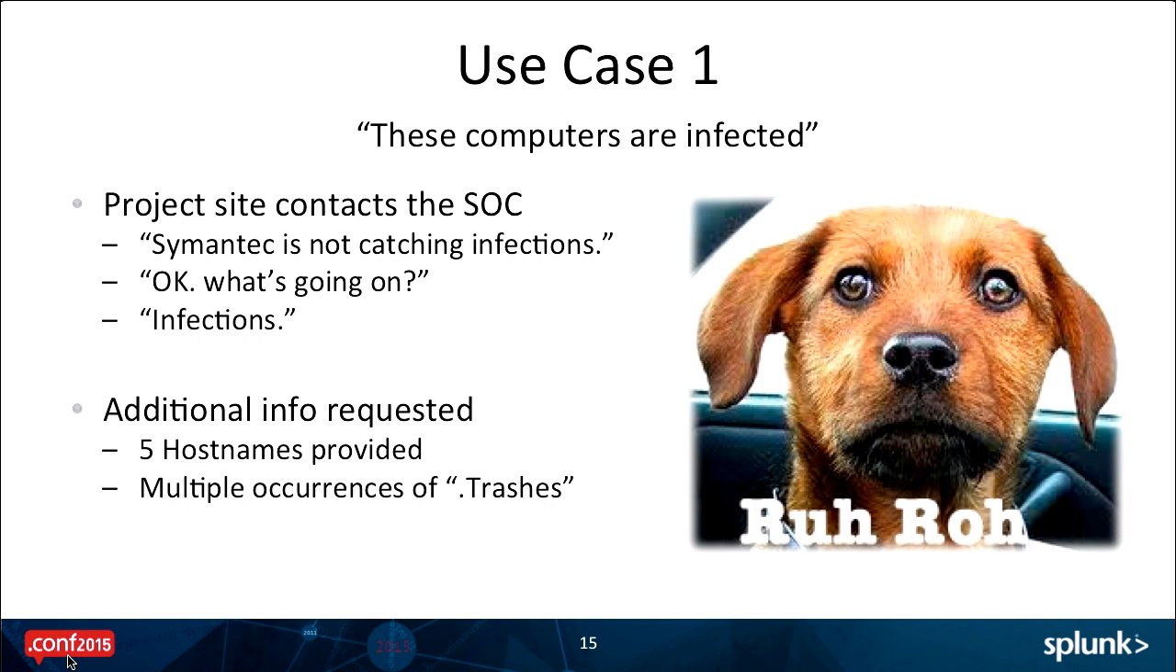So essentially, after probing, we get 5 host names that are currently hooked up to a test bench, and we get a note that they're seeing a high occurrence of files with .trashes and their file names being executed. Anyone familiar with .trashes? We're going to go over it if you're not. All right, check it out.